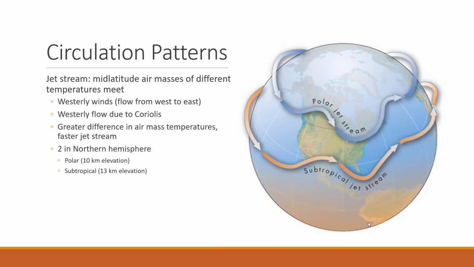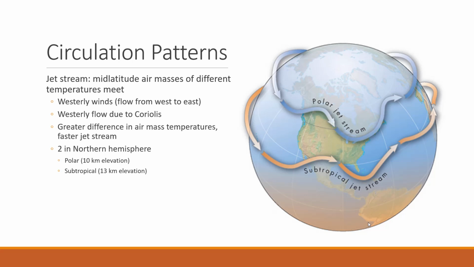Another circulation pattern is the jet stream. Instead of looking at vertical circulation, we're looking at circulation around the globe. The jet stream occurs where mid-latitude air masses of different temperatures meet. So we have two. We have a polar jet stream where Arctic air meets subarctic air, and then we have a subtropical jet stream where the subarctic air meets tropical air. The polar one will be stronger because it's a stronger contrast.